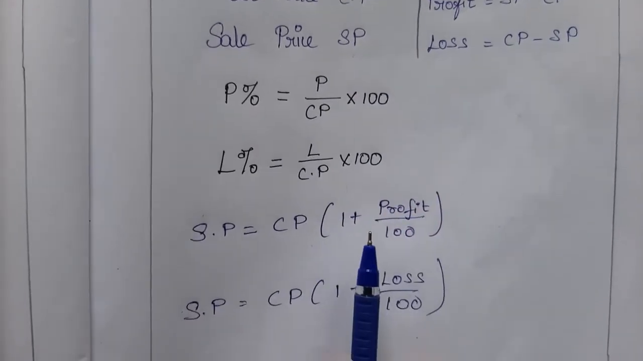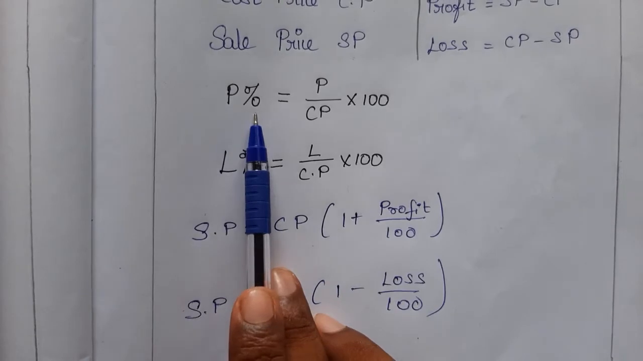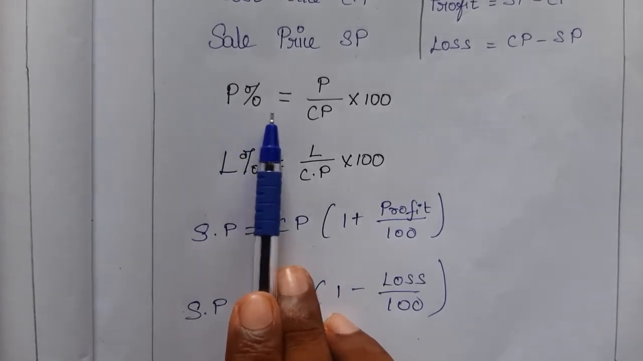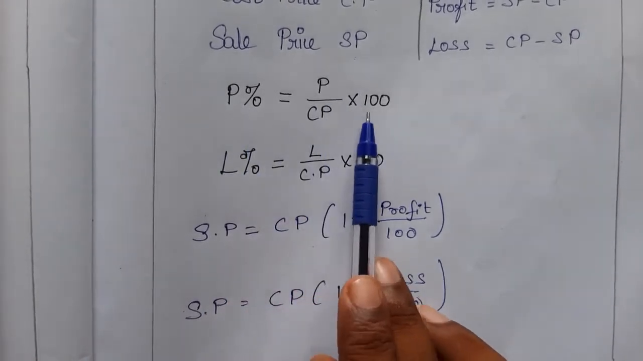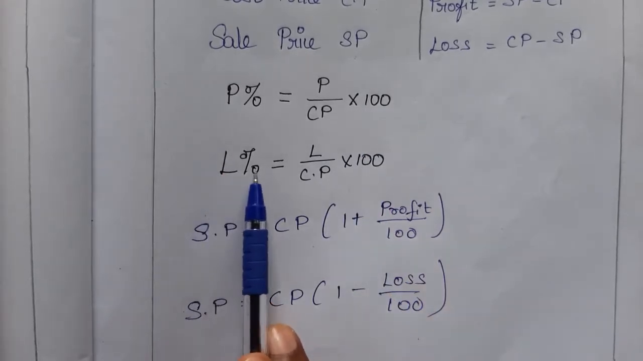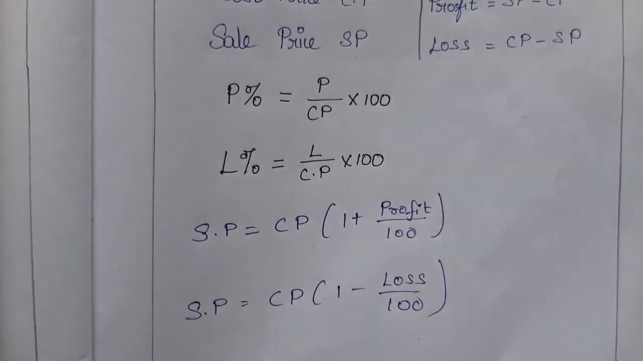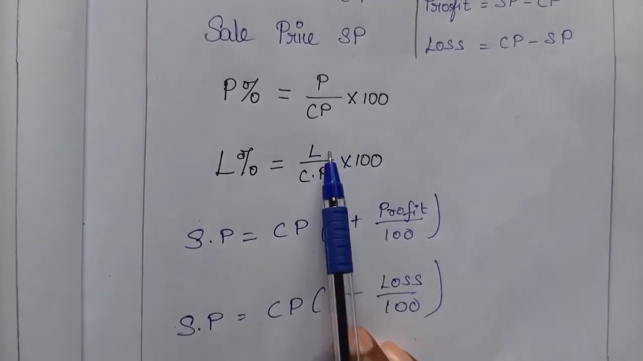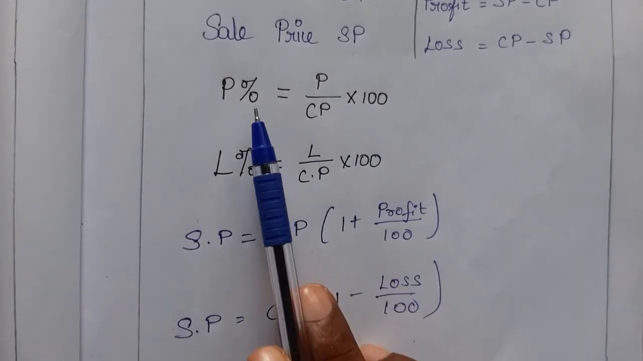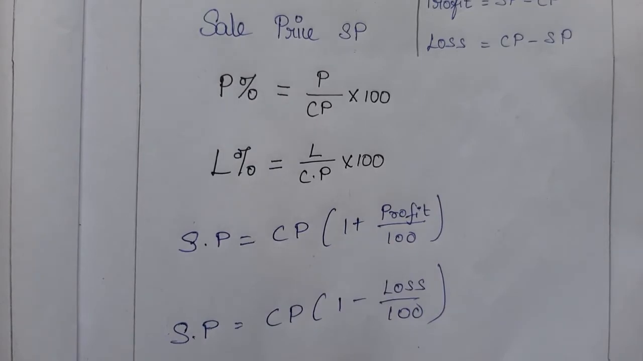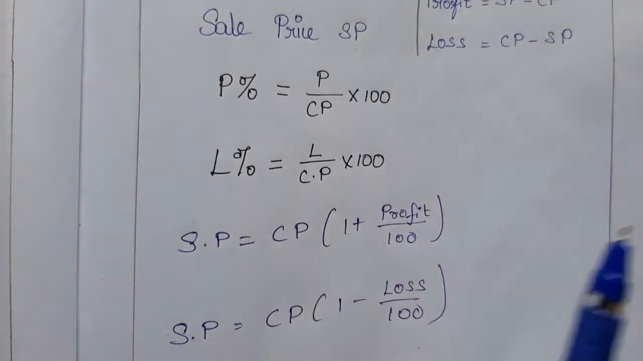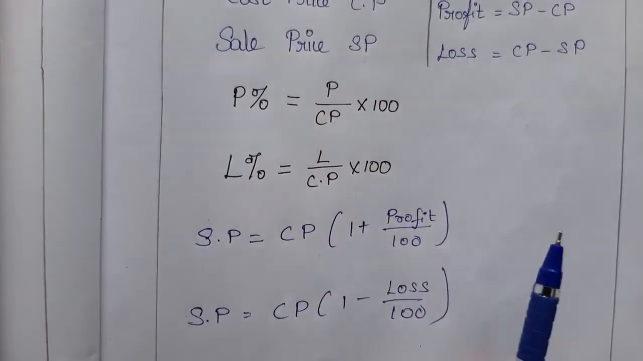Clear? So with that we can also find the profit percentage. Profit percentage is equal to profit divided by cost price into 100. The same way, the loss percentage we can get by loss divided by cost price into 100. If we know exactly how much profit or how much loss on the cost price, we can find the profit percentage and the loss percentage. This is the same as the percentage increasing and decreasing above.